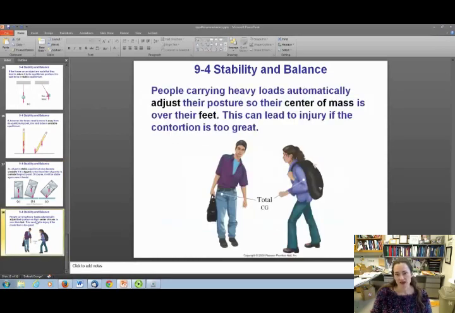Now, people that carry heavy loads have learned over time, while they learn to walk as kids, to automatically adjust their posture so that their center of mass is over their feet. But for you people in the medical world, of course, that can lead to injury if you have to contort your body too much or cause stresses.